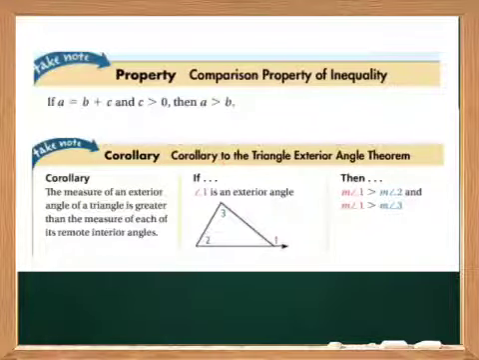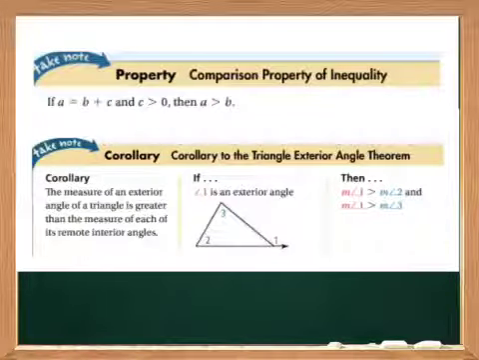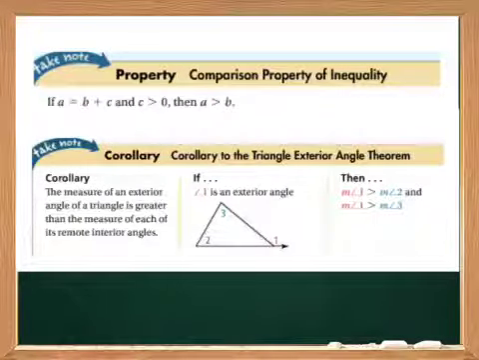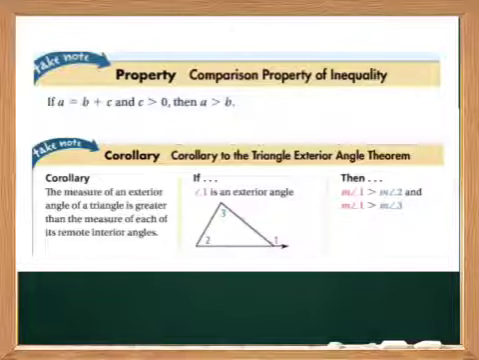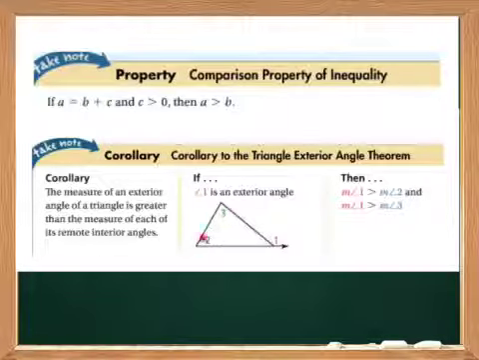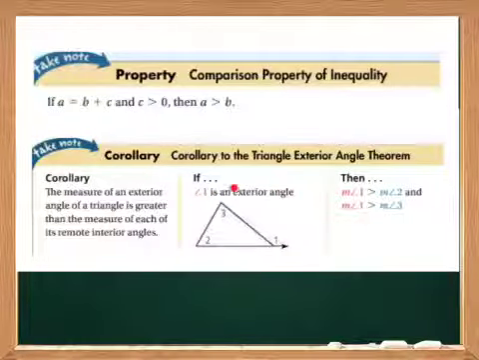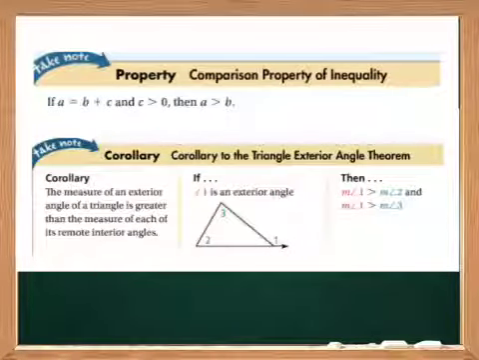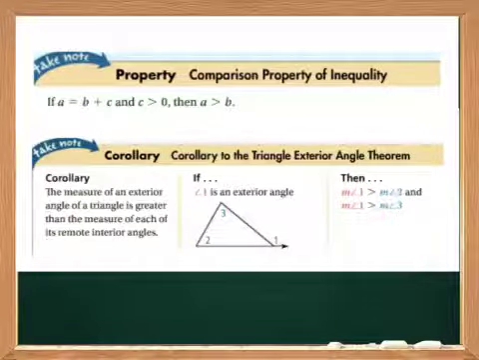So a corollary to this would be the triangle exterior angle theorem, which we've said in the past. The measure of an exterior angle of a triangle is greater than the measure of each of its remote interior angles. So we've done that 3 plus 2 equals 1. Now we're saying if 1 is an exterior angle, then the measure of 1 must be greater than the measure of 2, and the measure of 1 must be greater than the measure of angle 3.